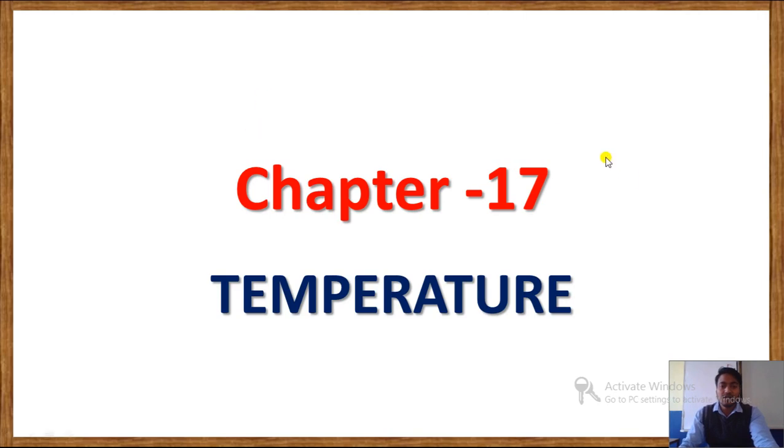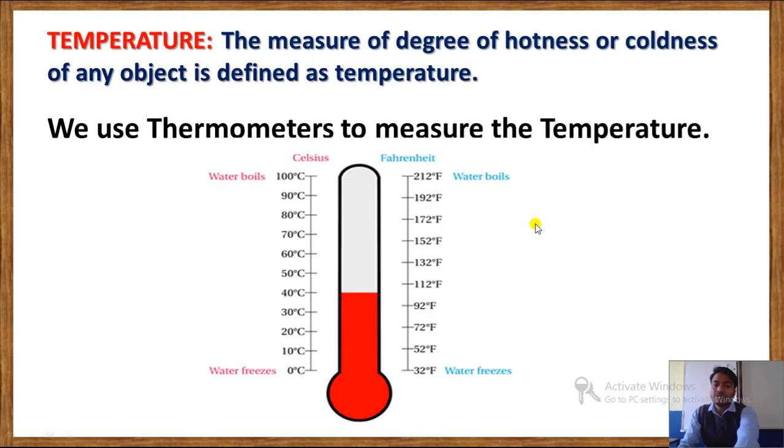In last video we had started chapter 17, temperature. The measure of degree of hotness or coldness of any object is defined as temperature. Okay, and we measure the temperature with the help of a thermometer.